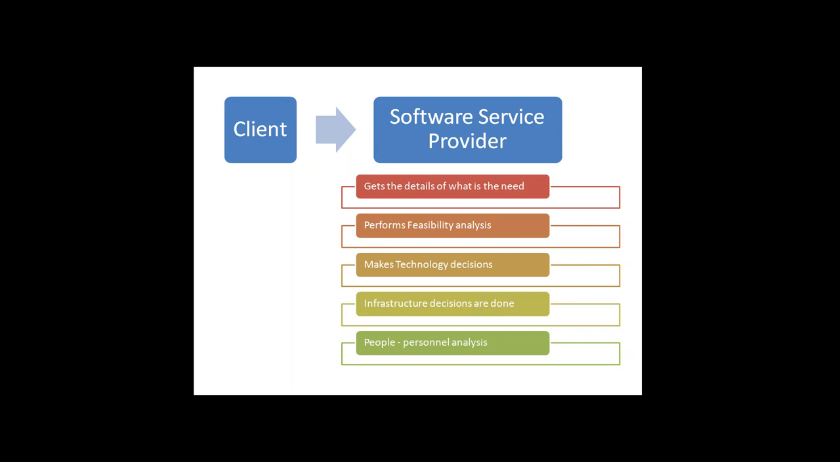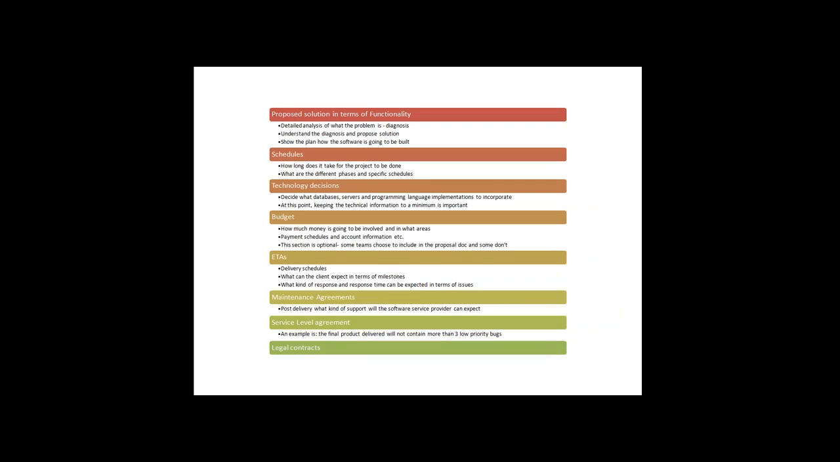Once each software service provider makes these decisions, they would prepare something called a proposal document. A proposal document has all of these things: a proposed solution, schedules, technology, budget. ETA is nothing but when will we deliver. ETA stands for expected time of arrival. It's something that is used in the context of firefighters, like, ETA for the firefighters to come is 10 minutes or something. So it's like, when can we expect work to be done, in simple terms? Then, what kind of maintenance do they need? Service level agreements, legal contracts. All of these details are presented to the client.